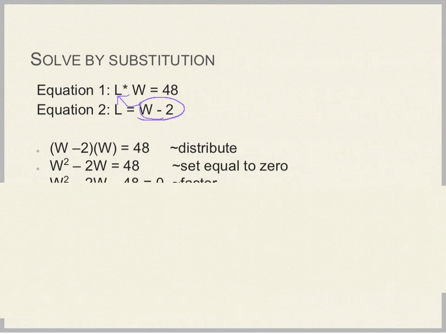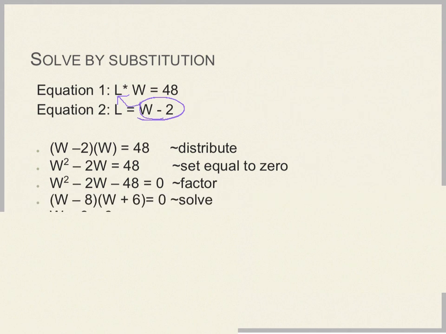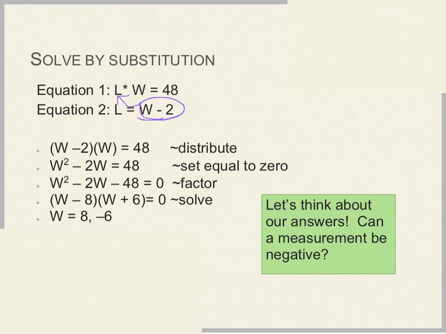We have to set this equal to 0. So W squared minus 2W minus 48 equals 0. And now we can solve. If W minus 8 times W plus 6 equals 0, then we know that W equals 8 or W equals a negative 6. But let's think about our answers.